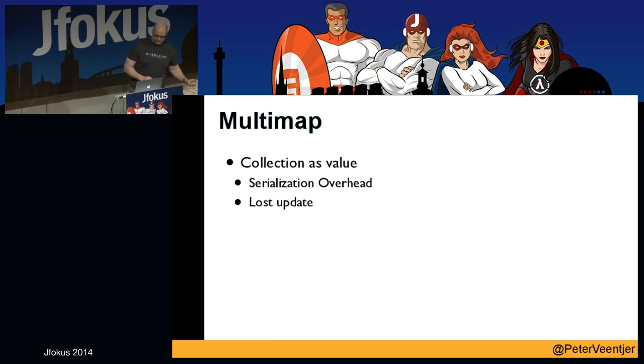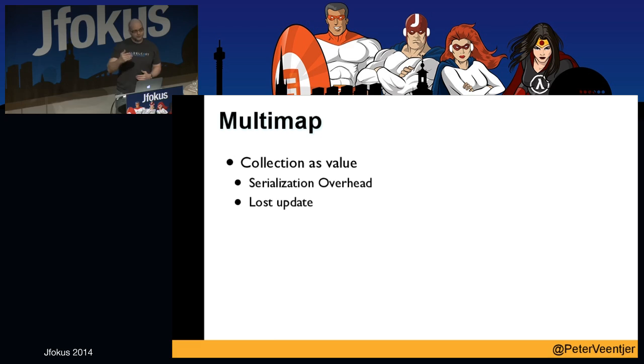You also have something called the multimap. In most cases, you have a single key, single value. Sometimes you want to have multiple values for a single key. Now in Java you can do that very easily with the ordinary hash map. Just use a collection as a value and you're done.